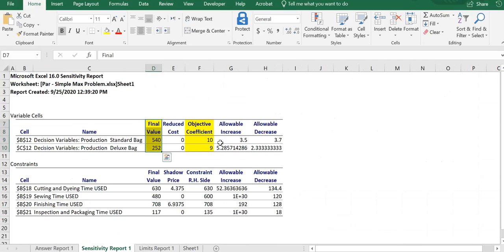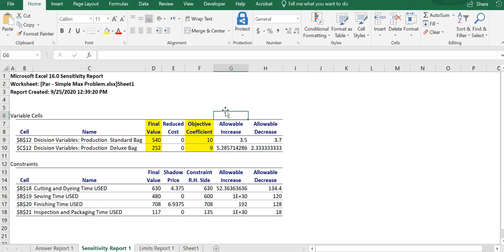Now we have allowable increase and decrease for each one of the objective function coefficients. And we also have something that is called reduced cost or opportunity cost. This one is a little advanced. This one is not actually in the book. I'm going to define this one at the end, after we talk about everything else. I'll get back to this one and explain it at the end. This is a little trickier than everything else that we see in this table. So let me just get to the allowable increase, allowable decrease.